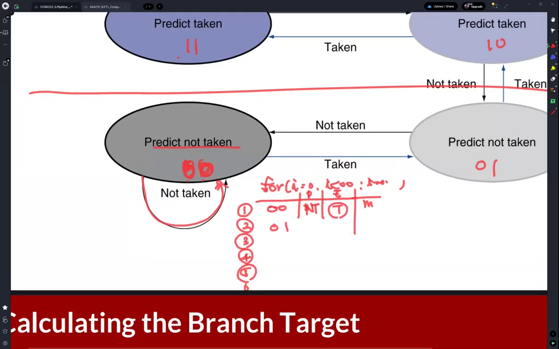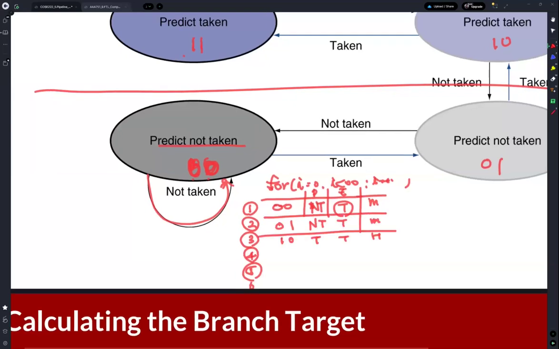Then what is the predicted value? Not taken. It's predicted as not taken, but the real event is taken, so it's a miss. And then it becomes 10. Then taken, a hit. 11, taken, hit, and then still 11, taken, hit, right? And then at the end of the iteration, it's 11, so it's predicted as taken, but the result is not taken. Then it's a miss.